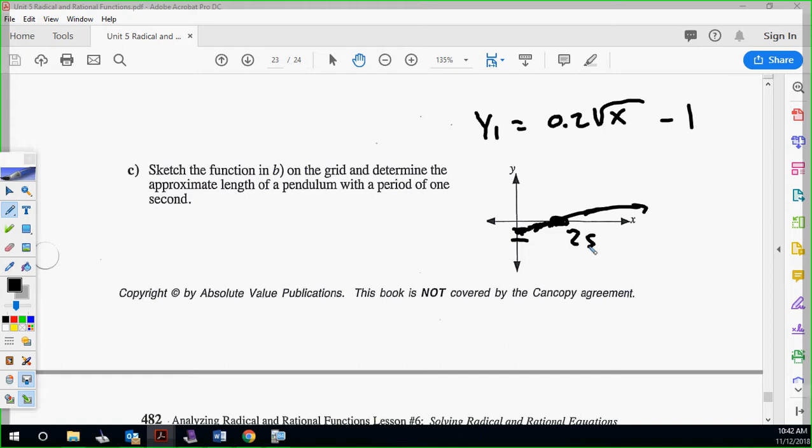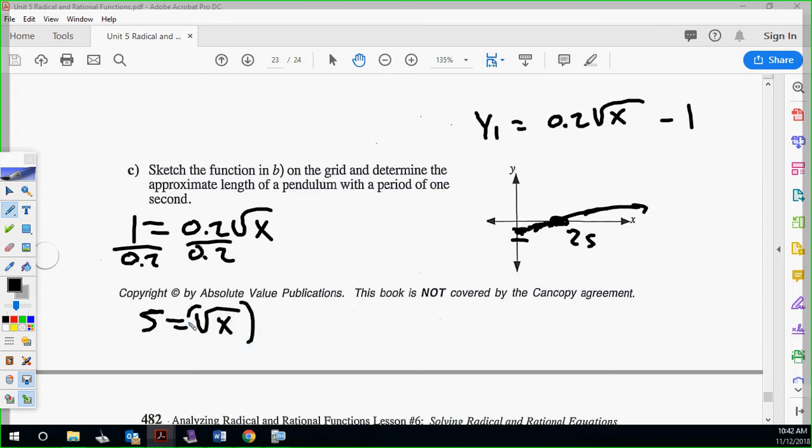And then we're going to talk about what these numbers mean, how they line up. Let's just solve algebraically too, just so that we're familiar. So if we leave the 1 over here, you divide 1 by 0.2. Well, 0.2 goes into 1 5 times, because it's 1/5. So 5 equals root x, and then we square, and we get x equals 25 in this case. And that's what you'll get in the graph as well.